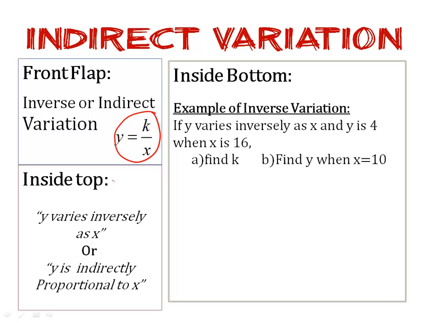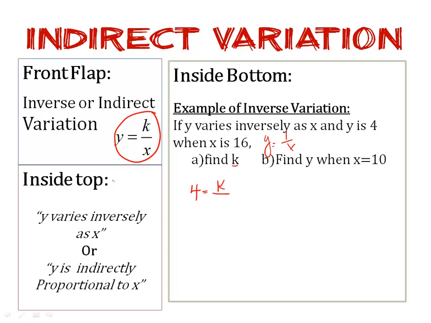The way it's going to be described in a problem, it'll say y varies inversely as x, or it could say y is indirectly proportional to x. Either way, it's the same equation. So a problem is going to be similar to before. You first have to find what k is and then plug in the needed values. The problem will give you what you need to solve for k. It says y varies inversely as x. So there's this equation. And y is 4.